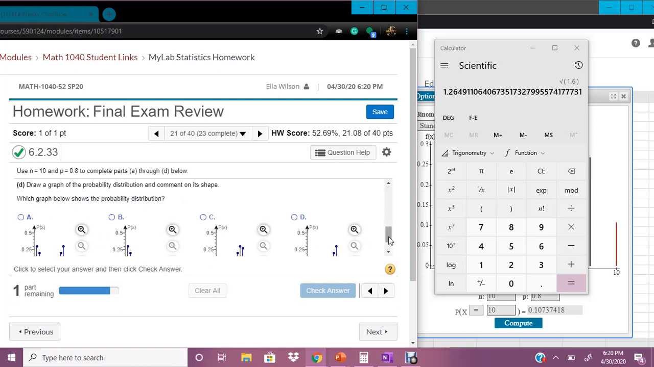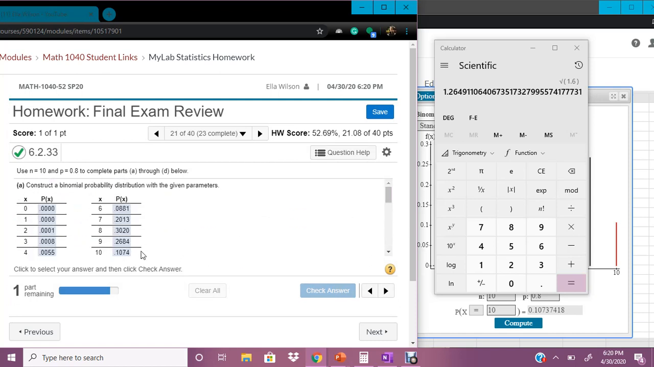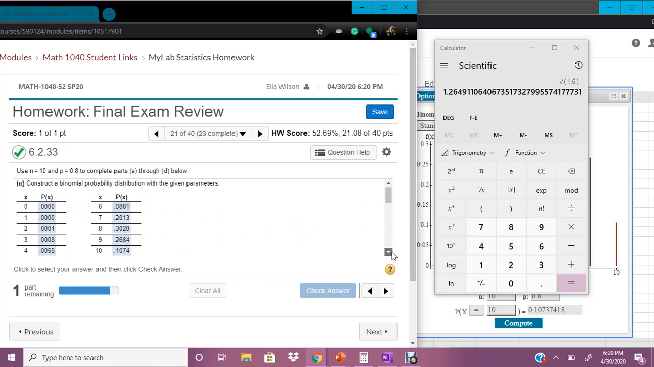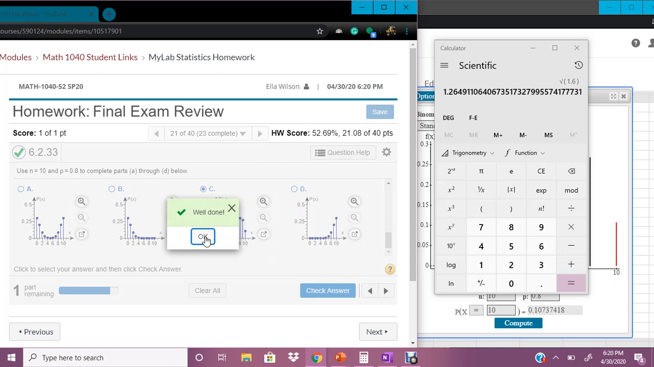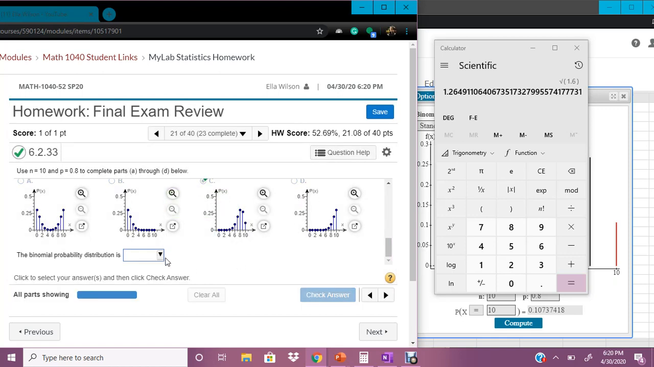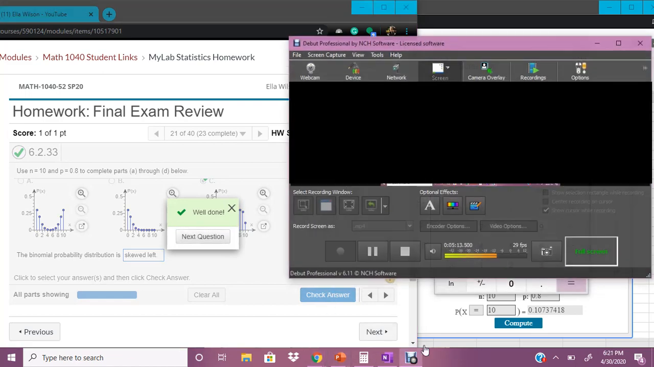Now we're going to find the distribution, and so we'll go back up to here, and we see that our highest point was at 8, and then it's a little bit higher at 9. And so we want something that is like that. Highest point at 8, a little bit higher at 9, right here. And then remember, it's where the tail is, which way it's skewed. And so it's skewed left because the tail is to the left. And that is how you do this question.